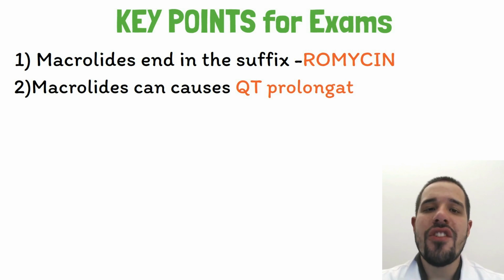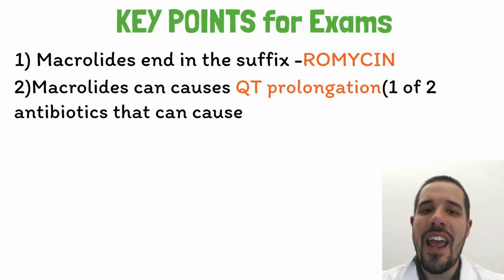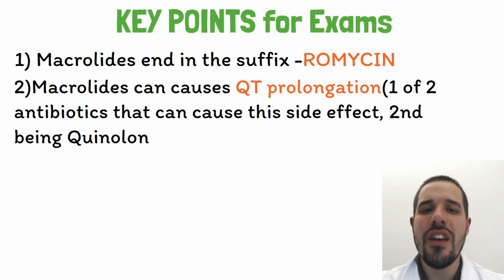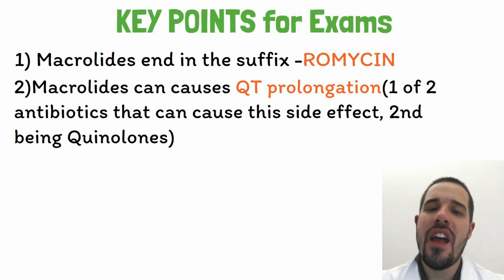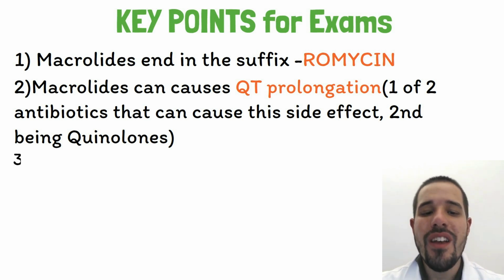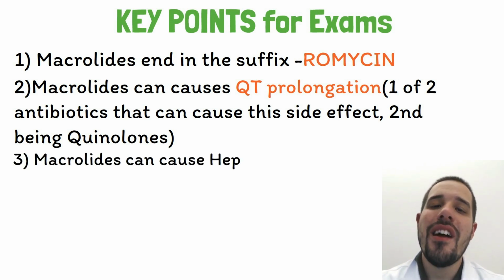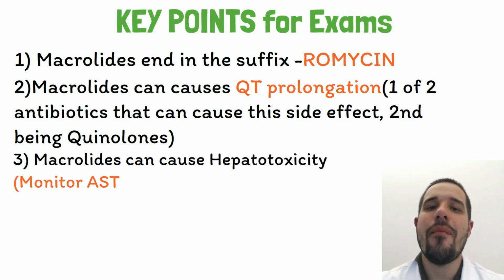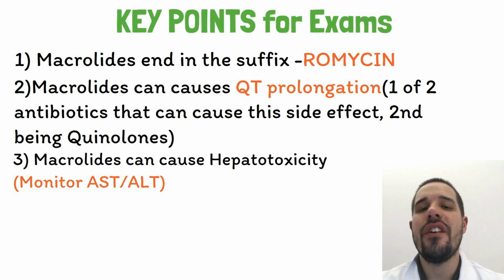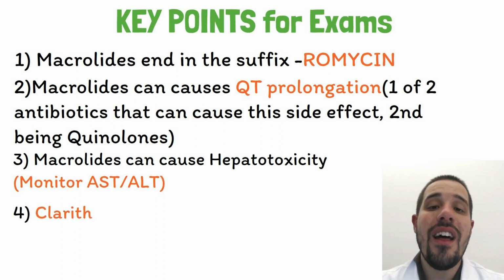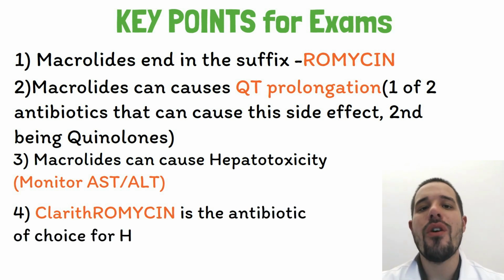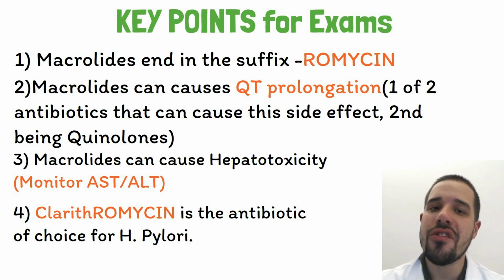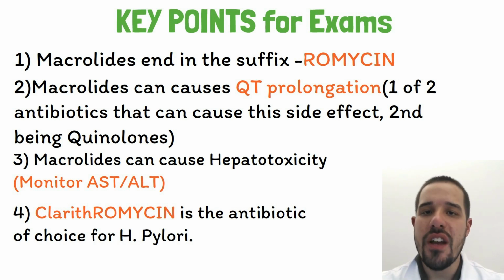Second, macrolides are one of the two antibiotics that can cause prolongation of the QT interval. The other antibiotic is your quinolones. So macrolides and quinolones can cause prolongation of the QT interval. Three, monitor your client's liver function tests, as macrolides can cause hepatotoxicity. And lastly, clarithromycin is the antibiotic of choice for H. pylori, which again is an ulcer-inducing bacteria found in the GI tract.